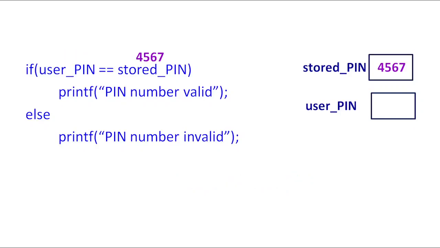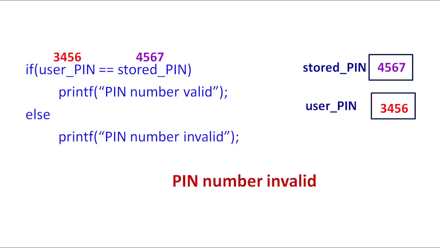Let us see what happens if the user enters a wrong PIN number. User enters the PIN number as 3456. When it is compared with the actual PIN number, the condition evaluates to false since they are not equal, so the printf under the else is executed. Now the output is PIN number invalid.